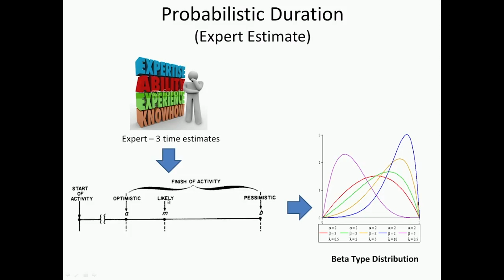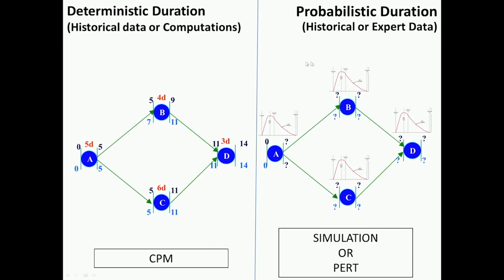So we are now able to either get data to make the estimate or an expert to make the estimate, and in both cases we ideally need a distribution to be able to model the uncertainty with that information. So if I compare a deterministic duration versus a probabilistic duration, here I have my network.